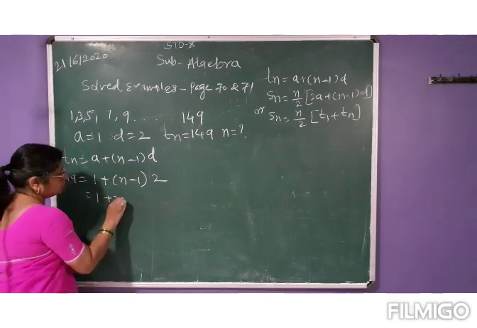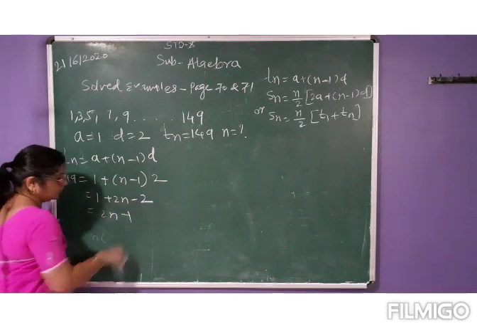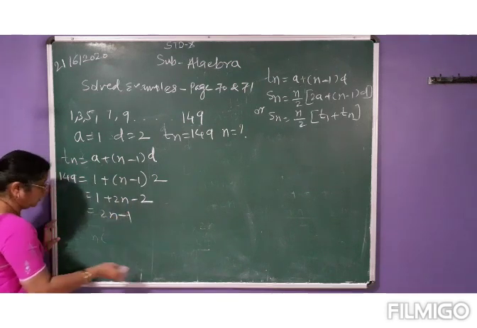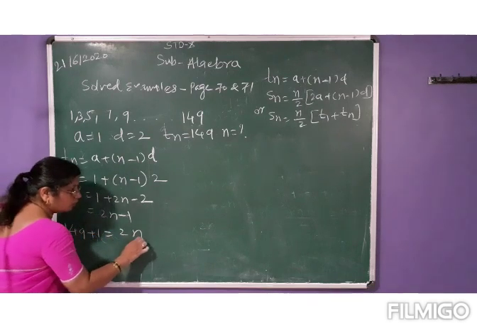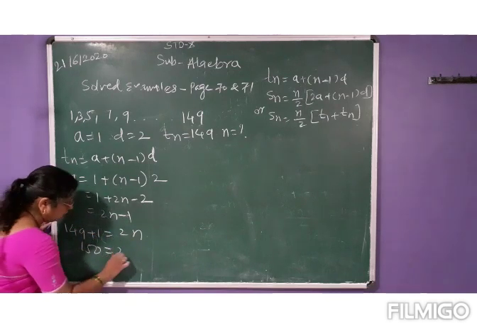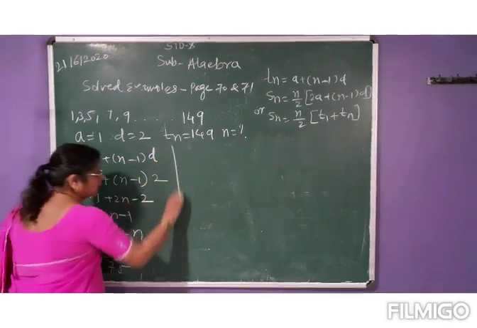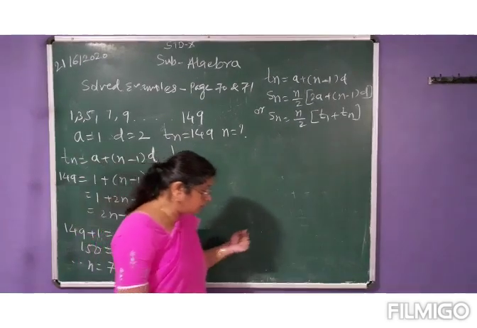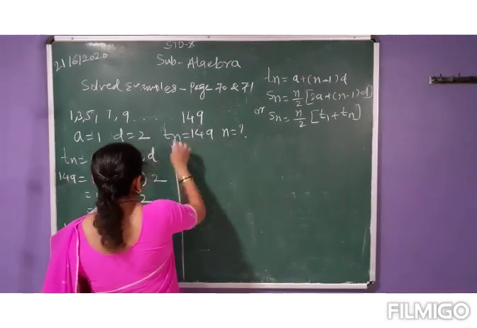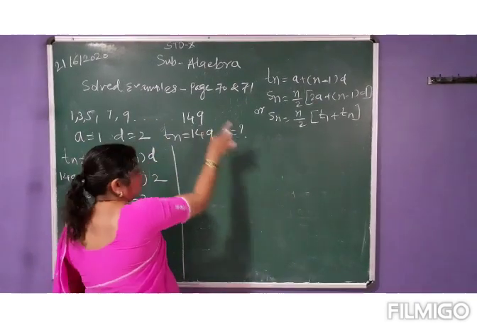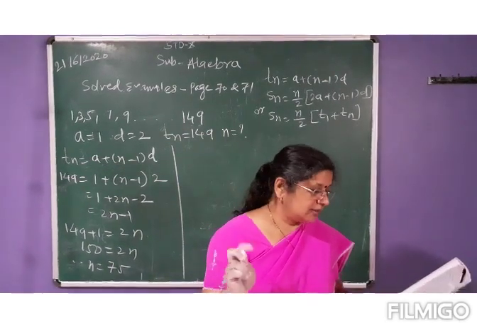Correct? 1 plus 2n minus 2. So 2n, now 1 minus 2, so what I will get here is minus 1. Now see, 149, the 1 I have shifted over here, that is 2n. So 150 is equal to 2n. Therefore, n is equal to 75. Now I know the value of n, so I can find the sum of n numbers. That means how many terms are there between 1 to 150? How many odd numbers are there? 75 numbers are there, right?